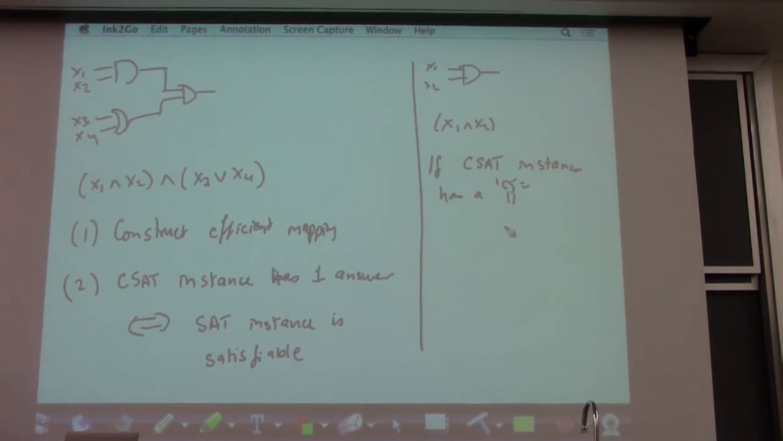So when you're saying CSAT is NP hard, are you saying some CSATs are NP hard or all CSATs are NP hard? NP hardness is a function of the problem. NP completeness is a function of the problem, not an instance of the problem. An instance of the problem is either true or false. NP hardness refers to the class of problems.